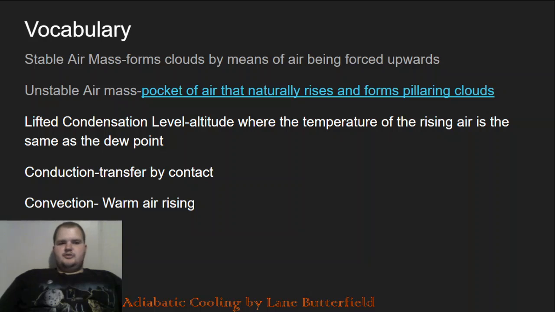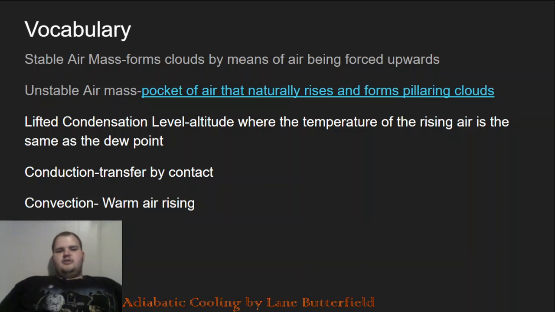To begin with, there's some useful vocabulary to know. Stable air masses are air masses that are being forced upwards and form clouds. These air masses usually cool at about the same rate as the environment around them. Unstable air masses are pockets of air that naturally rise and form pillar clouds that are often associated with thunderstorms. The lifted condensation level is the altitude at which the rising air begins to form clouds due to the air temperature being the same as the dew point.